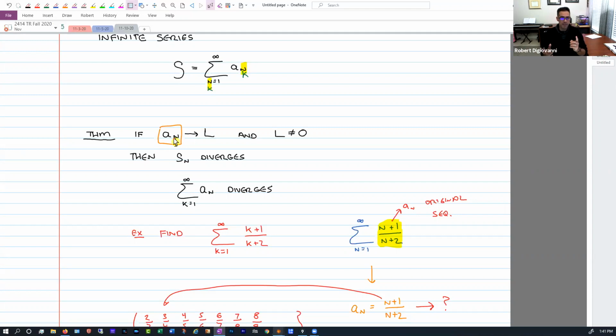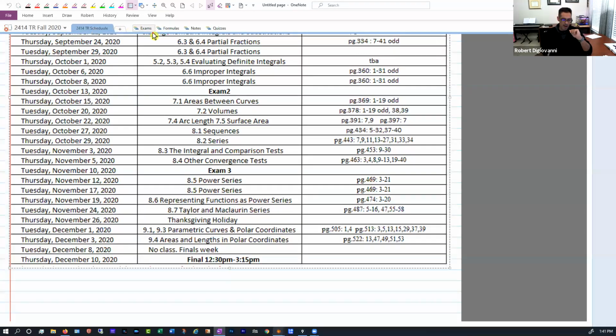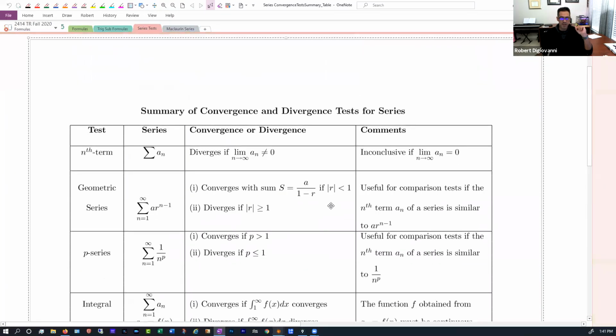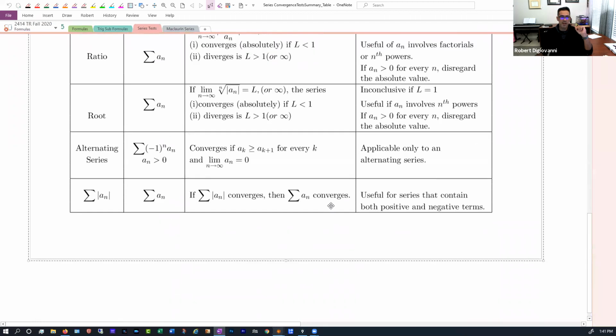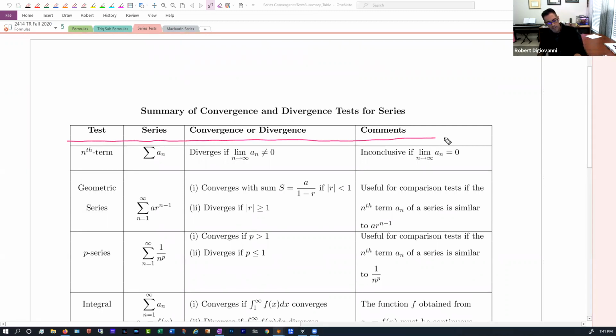Understand? Okay, I understand. The first one was related to the sequence. This is series. That's right. Okay, so now I'm going to go to my formula sheets, and we have this thing, series test, right? See the series test? The very first test on here is what we call the nth term test. And that's exactly the theorem I just put down for you.